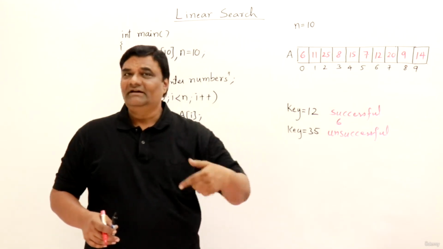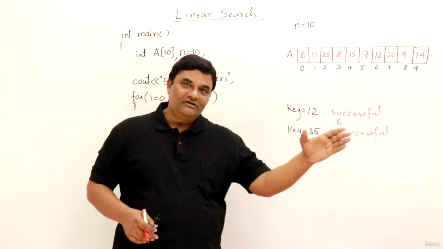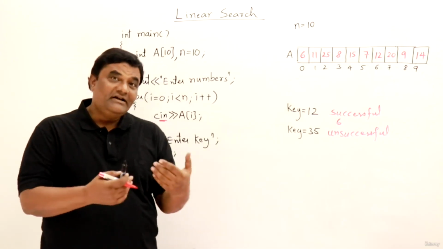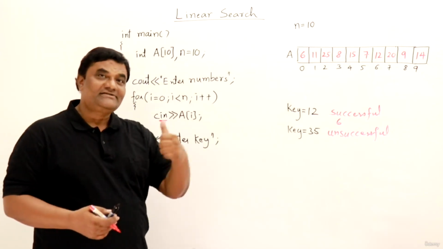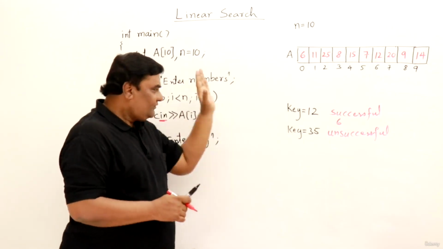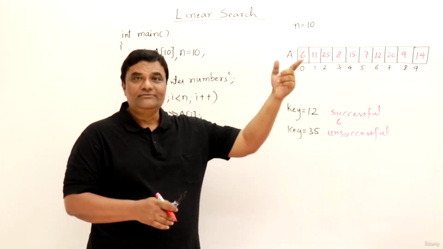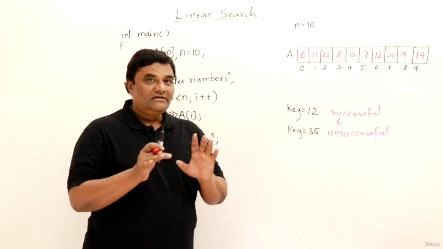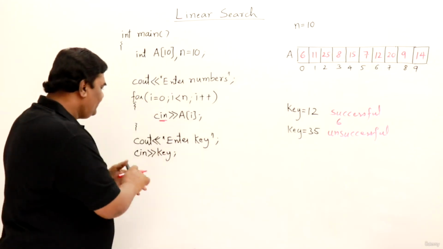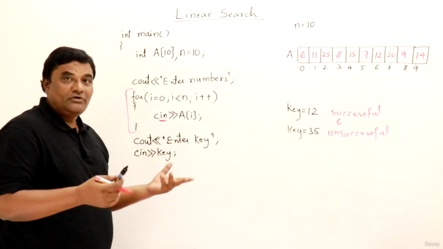In the previous examples, we displayed the array and found the sum of all the elements. But this time we are reading the elements from the keyboard into the array. Suppose these values are coming from the keyboard. If you run this program, you have to enter the values 6, 11, 25, and so on. You have to enter all the values. The next thing, after taking all these elements, here I am taking the key also, what you want to search.